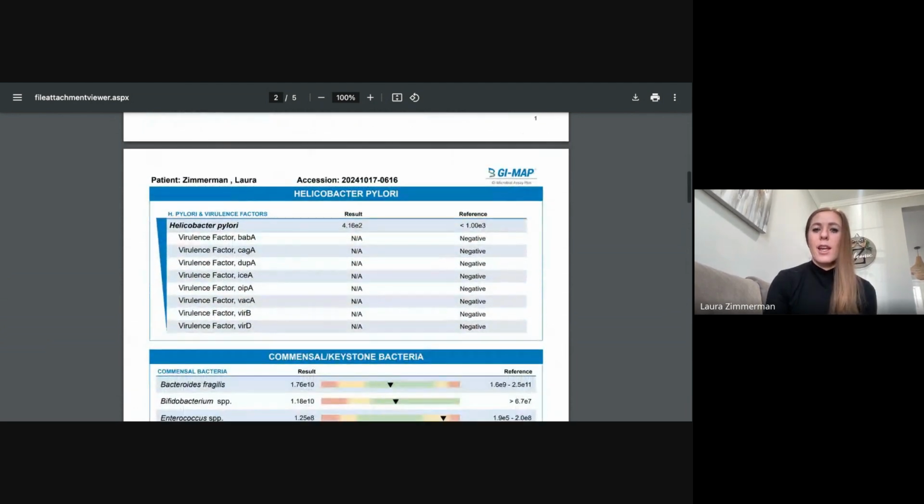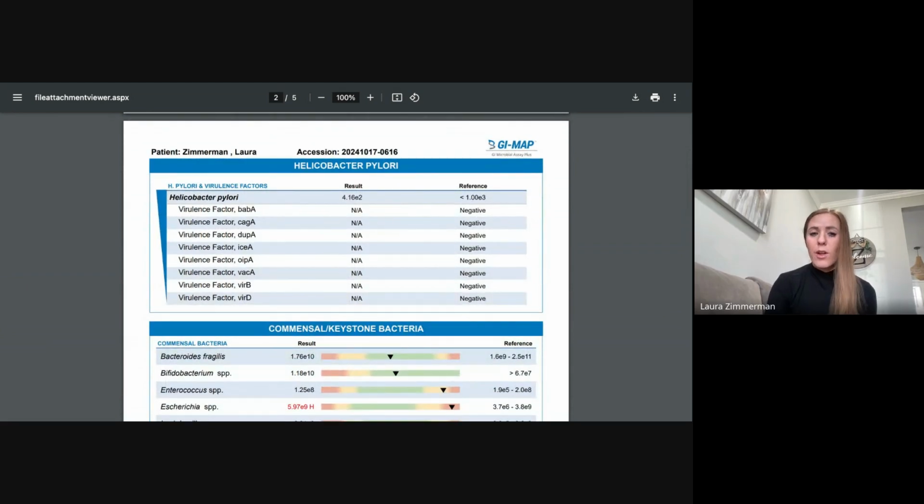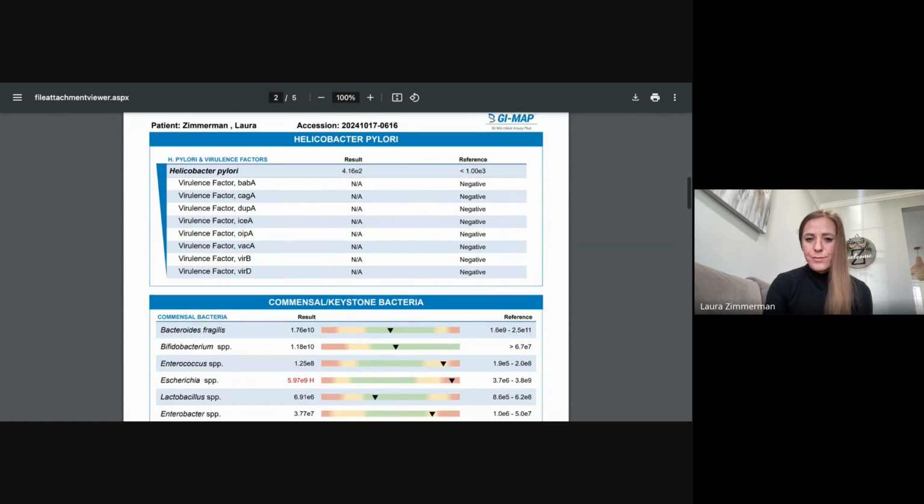The next page is looking at Helicobacter pylori, which we call H. pylori. This is one that if you have it, and have it out of the reference range, we really like to treat it, especially if you're symptomatic. It can also lead to some issues down the road. So this is looking at the amount of H. pylori that I would have. And so we're looking at exponents here. And so I'm below the reference range, and most people will have some in their colon. It's just how much there is. And then if there's any virulence factors, so kind of how aggressive it is.